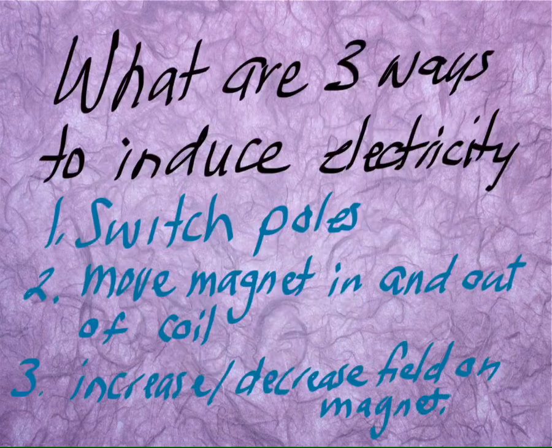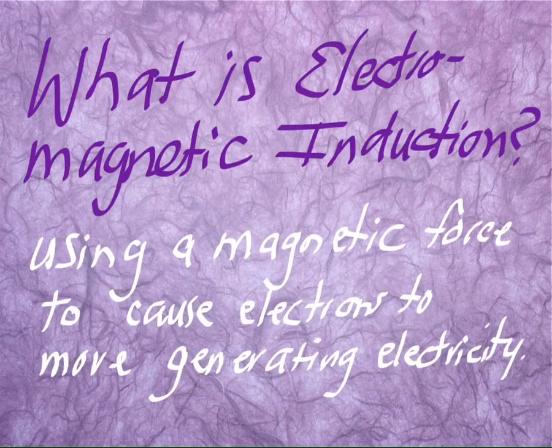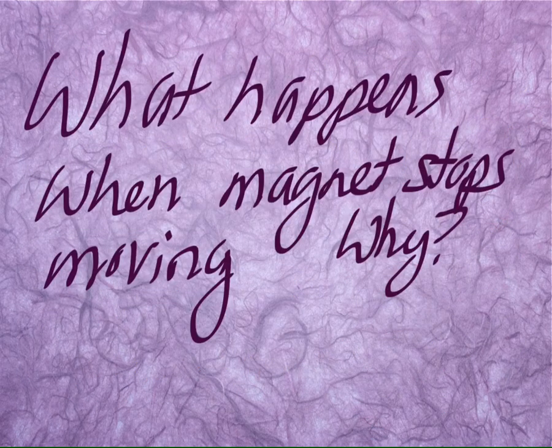Well, if you go back to the beginning, what I said, what is electricity? It is the movement of electrons. So when electrons stop moving, you have no electricity. So if you just stopped a magnet from moving, then there would be no electricity. And it's because electrons are not moving.